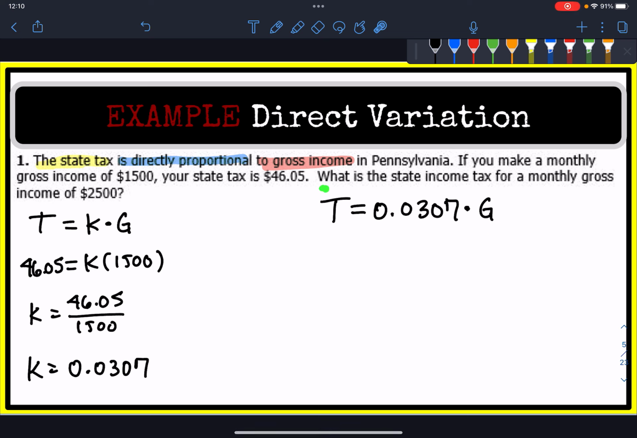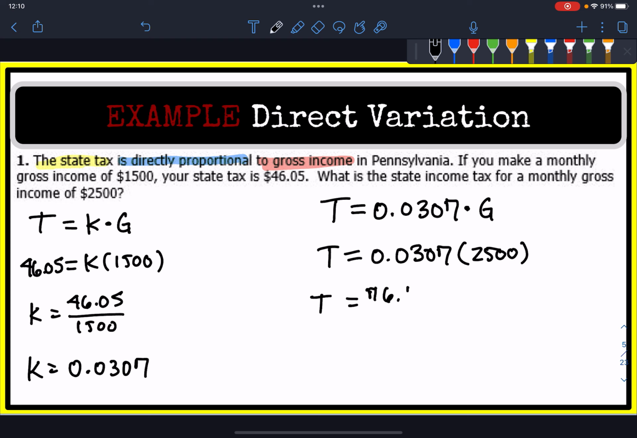But in this question, we're asking to figure out the state tax, so we're looking for T when the income is $2,500. So what is T going to equal when the gross income is $2,500? Let's replace G with $2,500. Then that's going to give us a total of $76.75. That's going to be the taxes on $2,500, and there's your answer.